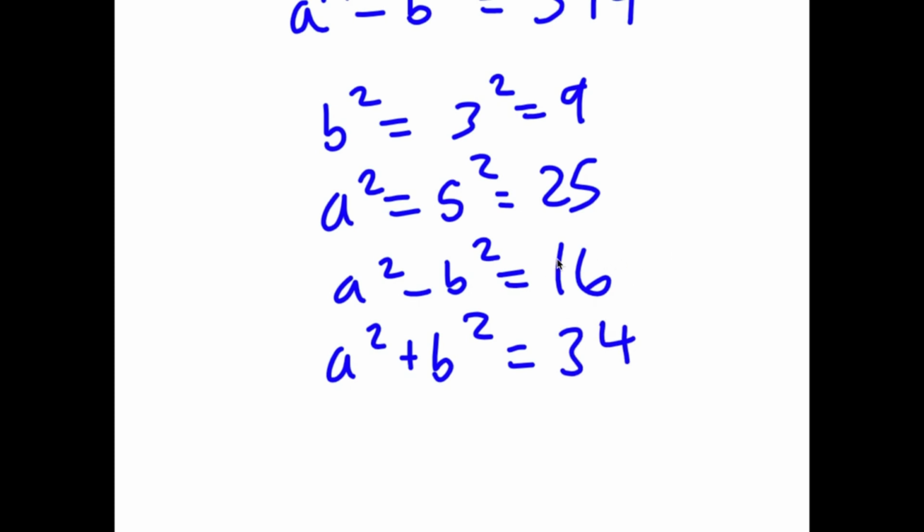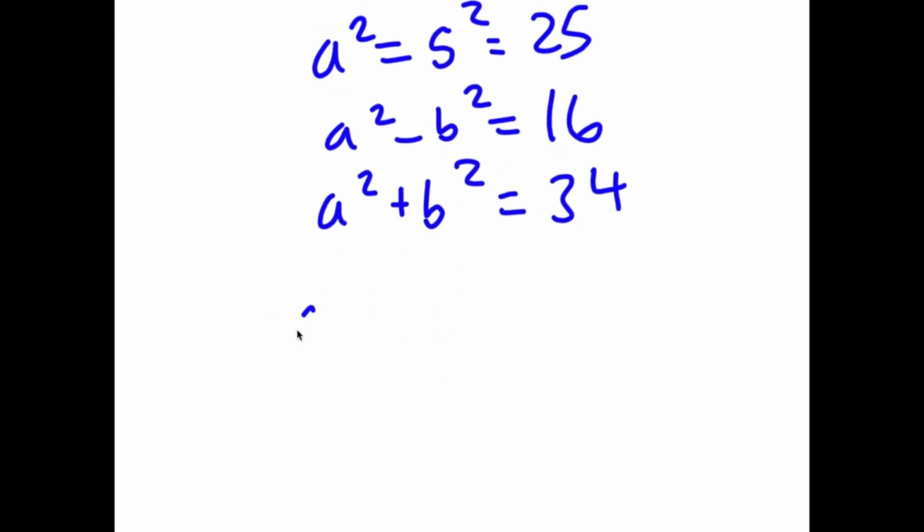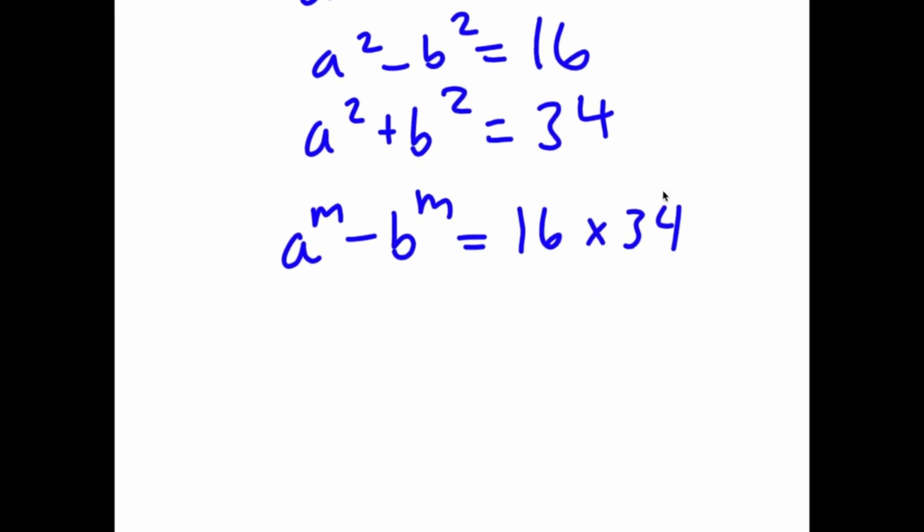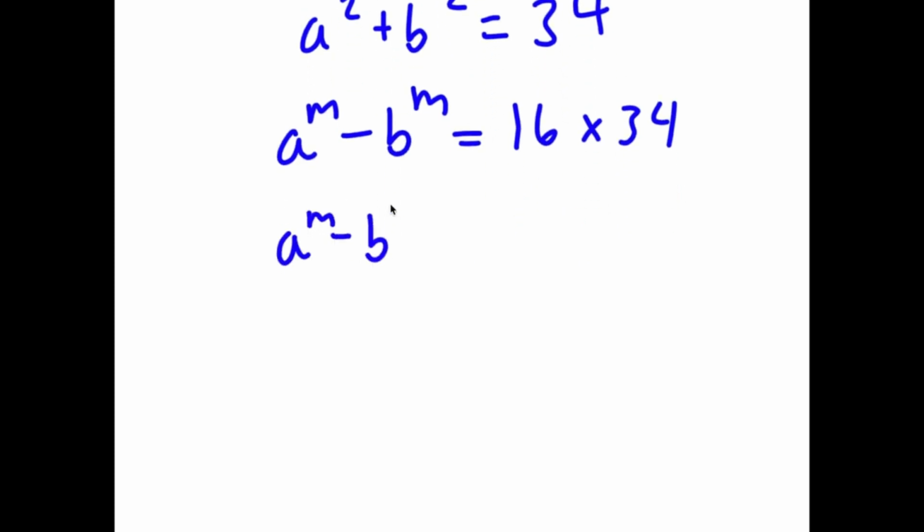So by knowing this, we can say that a to the power of m minus b to the power of m is equal to 16 times 34, because 544 is equal to 16 times 34, and a squared minus b squared is 16, a squared plus b squared is 34. So I'm going to rewrite this as a to the power of m minus b to the power of m is equal to a squared minus b squared times a squared plus b squared.